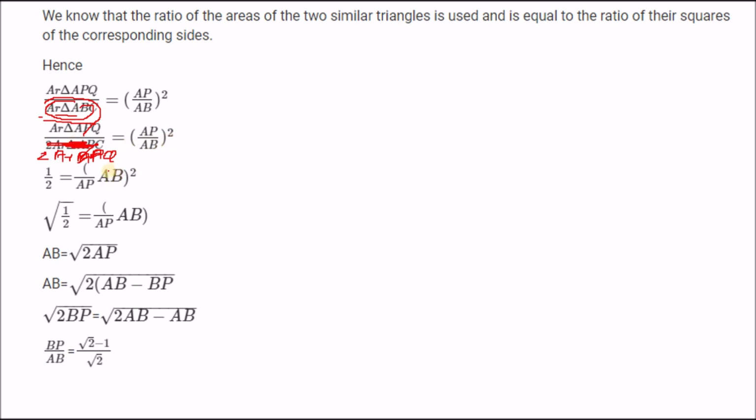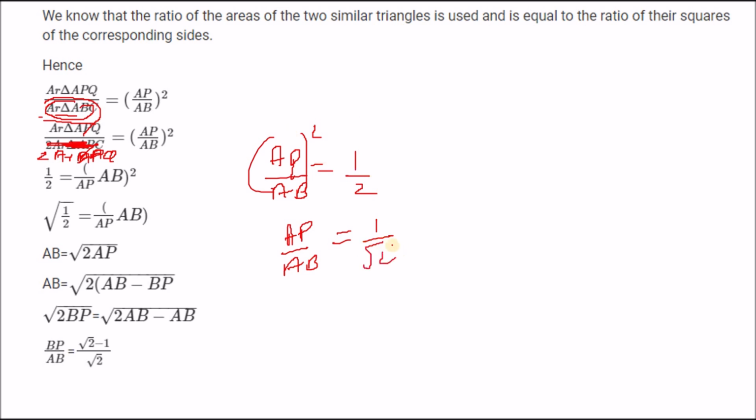What do you get? AP by AB squared equals 1 by 2. This is what you get. This is square. So AP by AB is equal to 1 by root 2. We have taken the square root here, right?